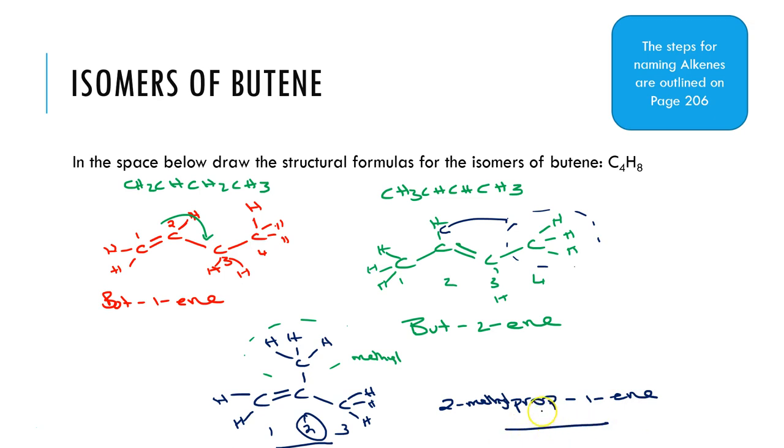Have a play around and see if you can come up with any other isomers and have a go at these. Also try writing the isomers for pentene and see how many you can come up with for that.